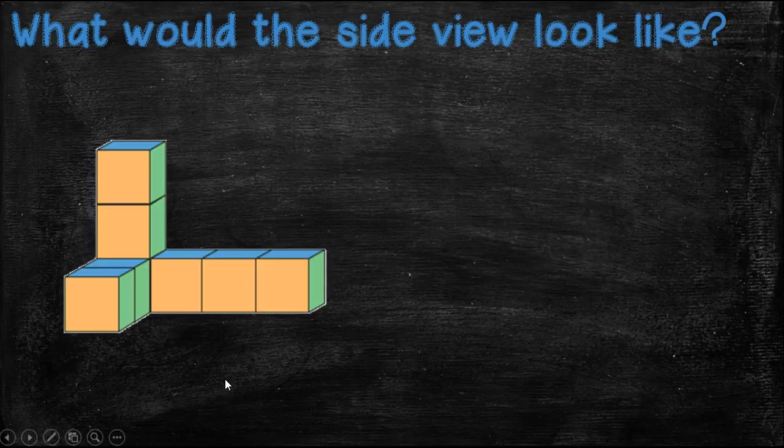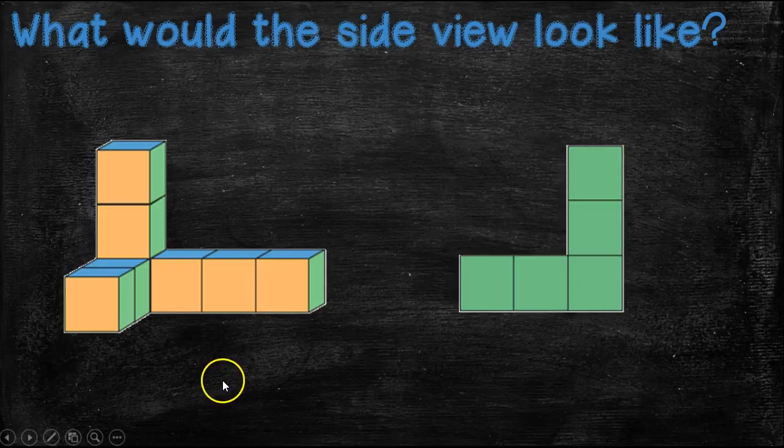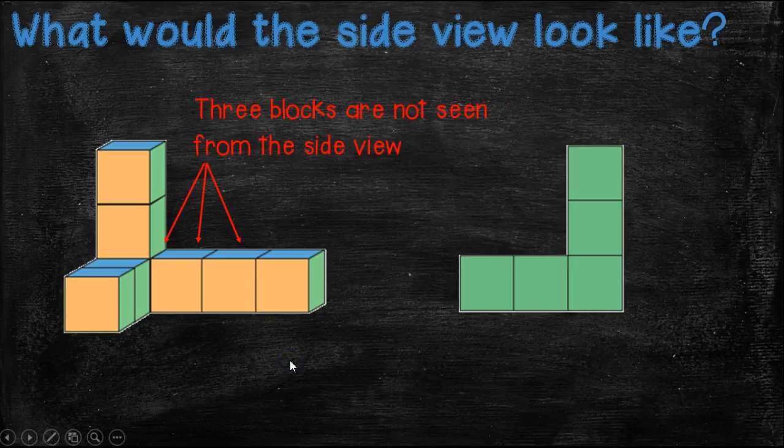So now, what would the side view look like on this shape? So here we're just looking at the greens. And again, we had 8 blocks in this figure, but if we look at the side view, we just have 1, 2, and then 1, 2, 3 going up. So imagine you're looking at it from this direction. All right, so we have 1, 2, 3, and then we have 1, 2 to the side. So why is that? Because this block, and the block underneath it, you can't see. 3 blocks are not seen from the side view.